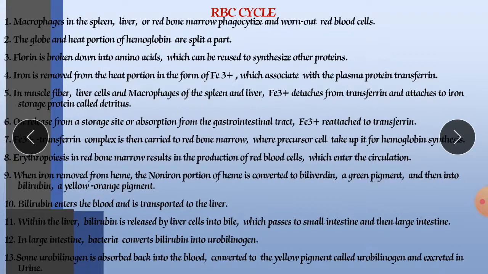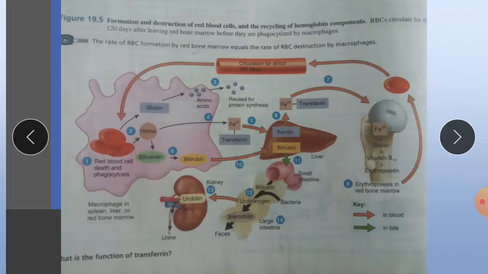Now the next point: iron is removed from the heme portion in the form of Fe3+, which associates with the plasma protein transferrin. So what is transferrin? It is the transporter of the iron molecule. This iron can be transported from the blood towards our liver, and it can be stored in our liver.